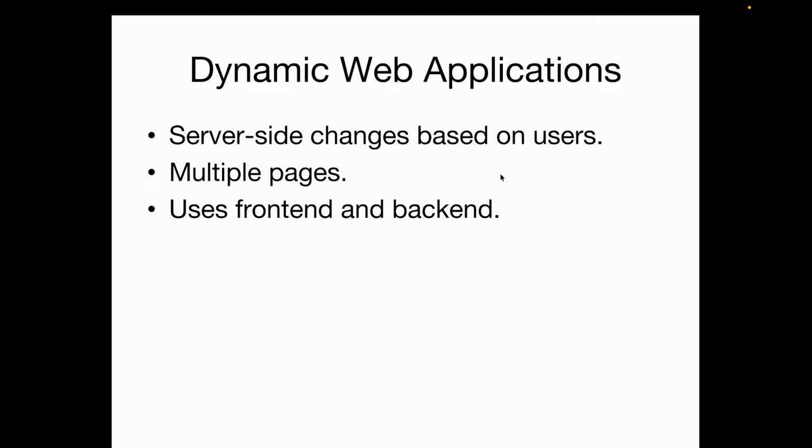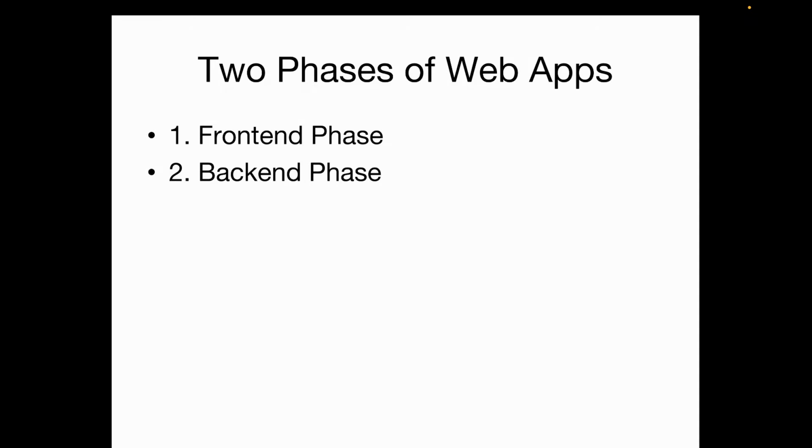Second one is dynamic web application. Dynamic web applications have server-side changes based on the users. They contain multiple pages and use both front-end and back-end to develop the dynamic web application. Two phases of web apps: front-end phase and back-end phase. First, we start from the front-end phase.